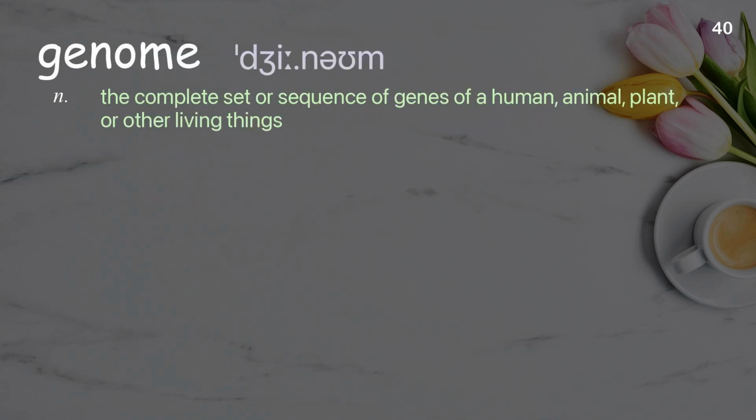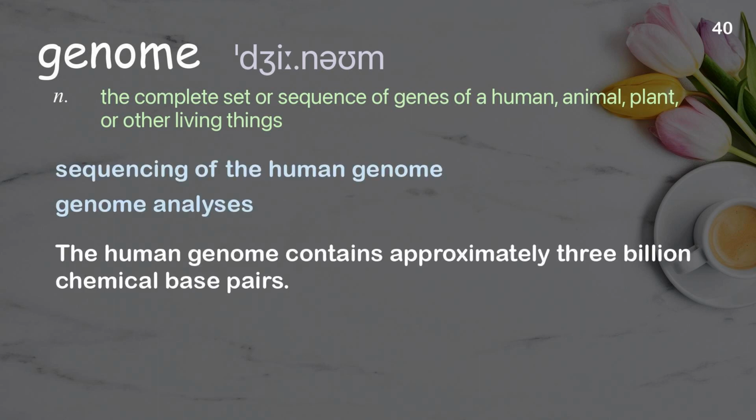Genome. The complete set or sequence of genes of a human, animal, plant, or other living things. Examples: sequencing of the human genome, genome analyses. The human genome contains approximately 3 billion chemical base pairs.